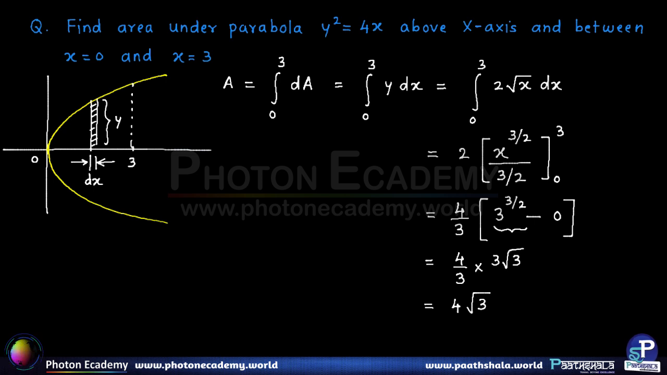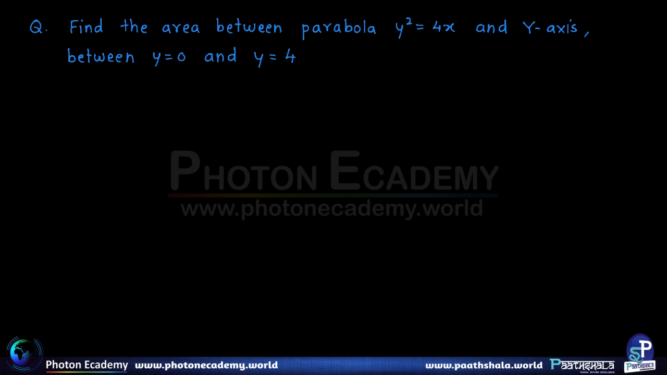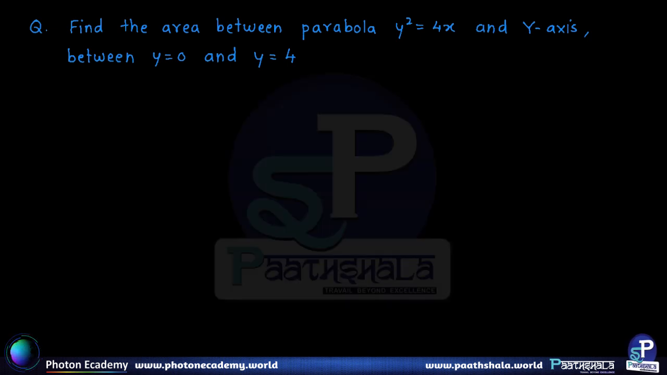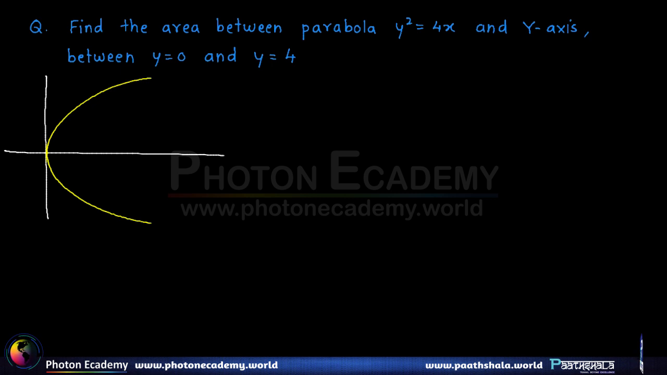Now let's solve another question. Here we have to find the area between the parabola y square equal to 4x and the y axis between y equal to 0 and 4. So once again, we are given the same parabola as in the previous question, but now the area asked is different. Now it is between the parabola and the y axis, between two limits. So that is y equal to 0 and y equal to 4.